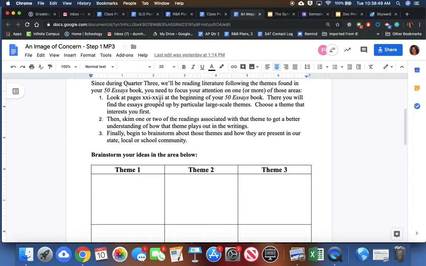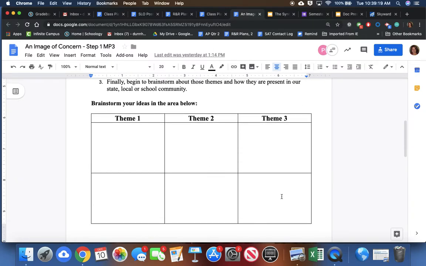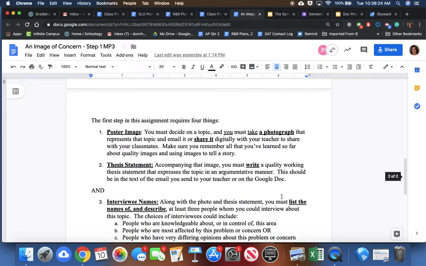On pages 21 through 23, you'll see that the essays are divided into different theme categories like education, ethics, family, gender, history and politics, identity, media and pop culture, race and culture, reading and writing, thinking, nature and the environment, and work and class. And I said that I wanted you, before Christmas break, to choose three of those themes, and brainstorm after reading or skimming the articles and reading a few of them, how those relate to our community.